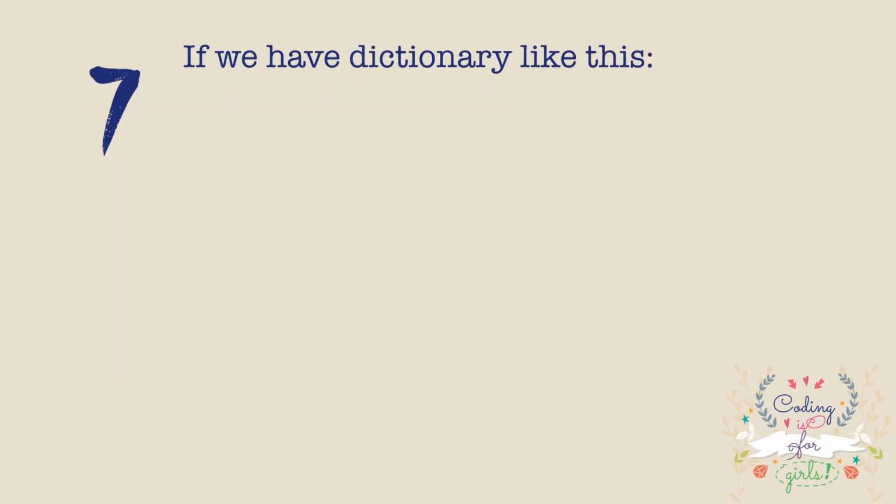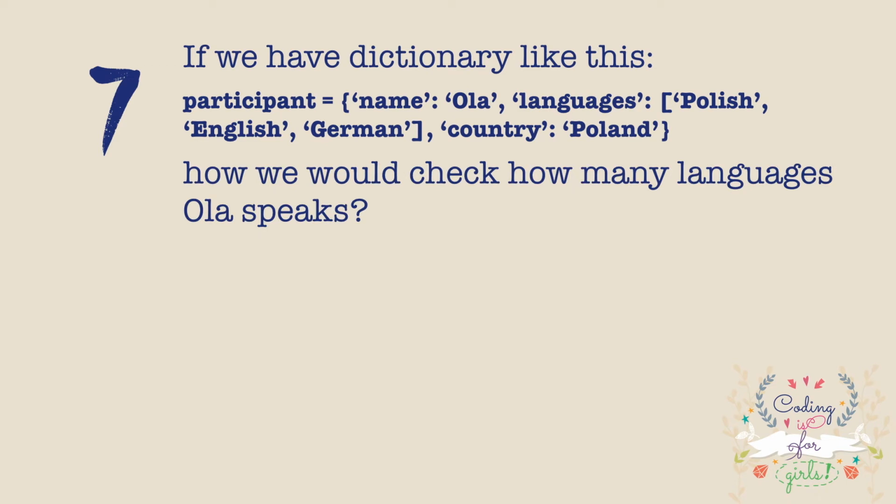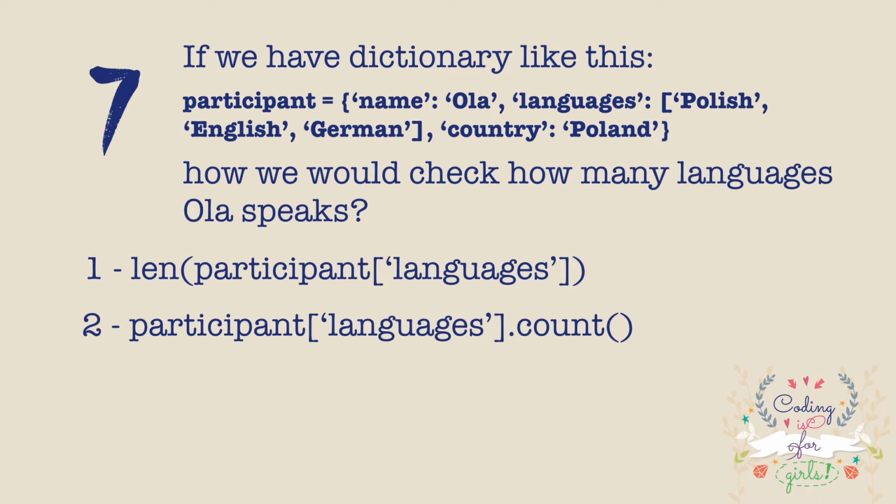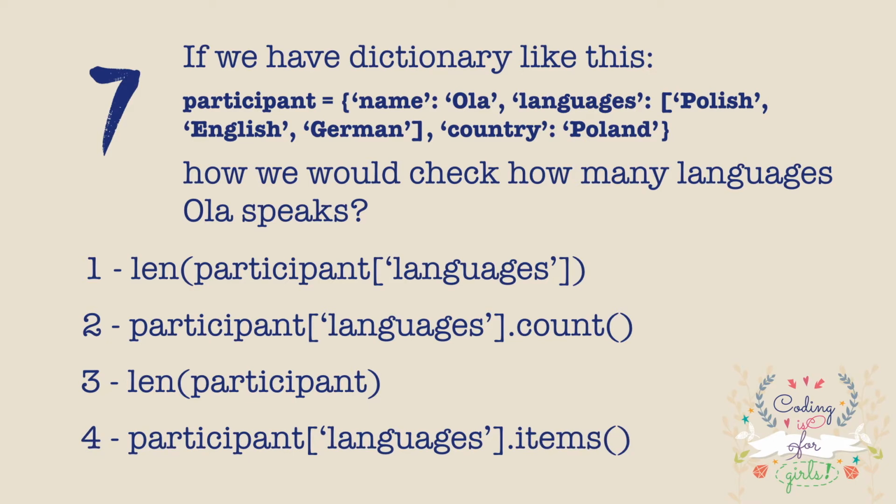Question number 7. If we have a dictionary like this, participant equals name: Ola, languages: Polish, English and German, country: Poland, how would we check how many languages Ola speaks? 1. len from participant with key languages. 2. participant from languages.count. 3. len from participant. 4. participant from languages.items.